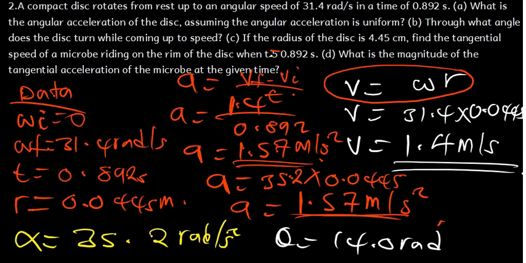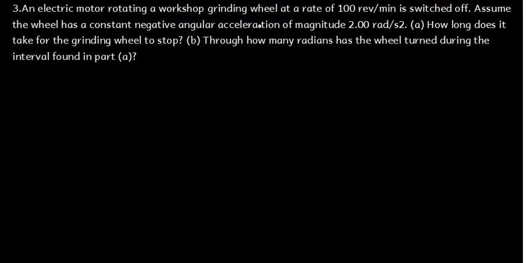Now let's see how we can solve another question, which is question 3. An electric motor rotating a workshop grinding wheel at a rate of 100 revolutions per minute is switched off. Assume the wheel has a constant negative angular acceleration of magnitude 2.00 rad per second squared. Part A, how long does it take for the grinding wheel to stop? Part B, through how many radians has the wheel turned during the interval found in part A?